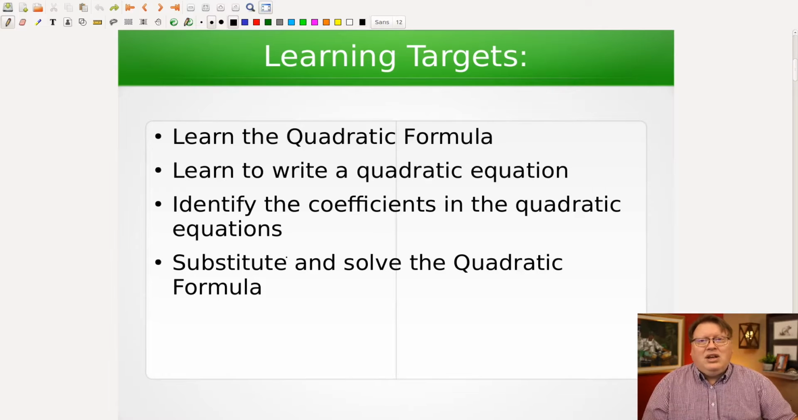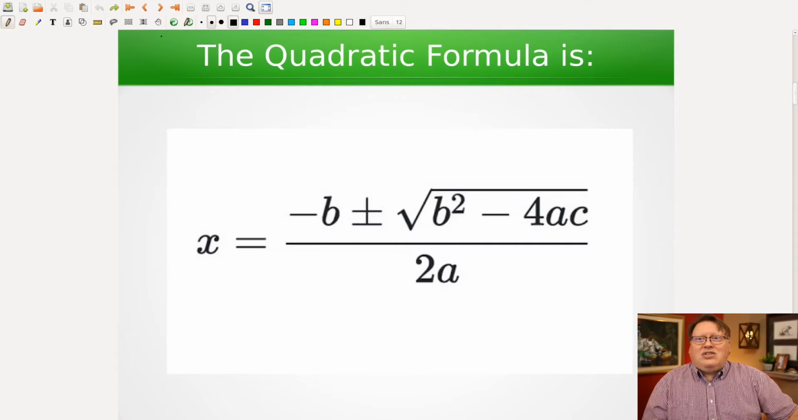So if we get started here, our target today is to learn the quadratic formula. What is it? We want to learn how to write a quadratic equation. Again, it must be in a certain form before I can apply the quadratic formula. We want to be able to identify the coefficients in the quadratic equations and substitute and solve into the quadratic formula. So anyways, let's get started.